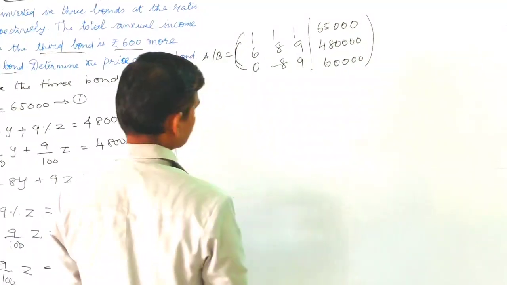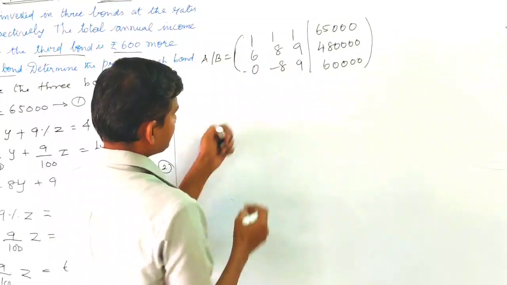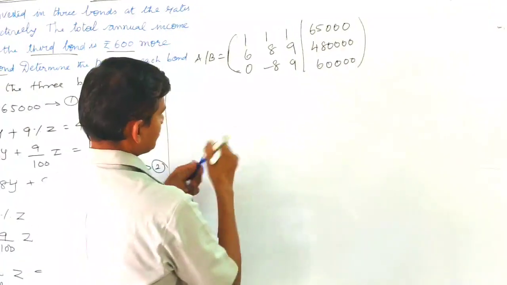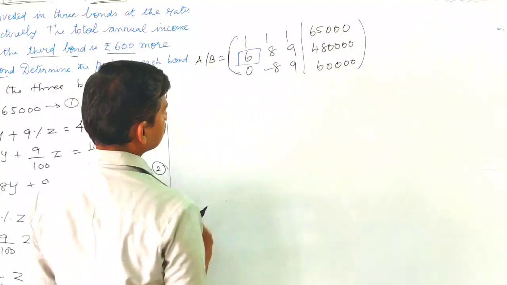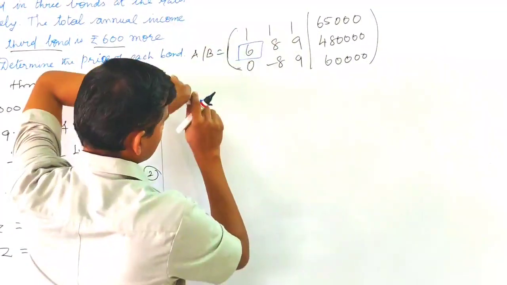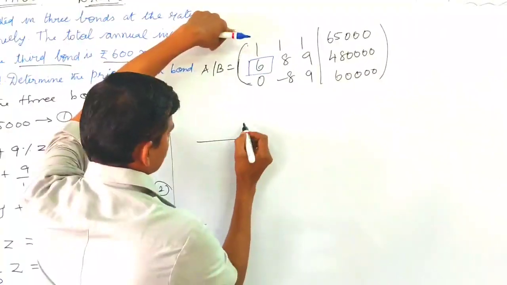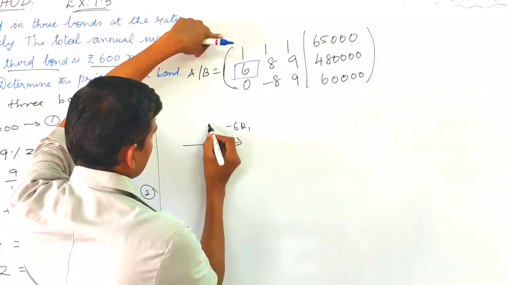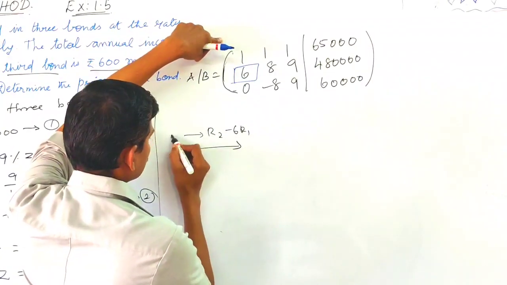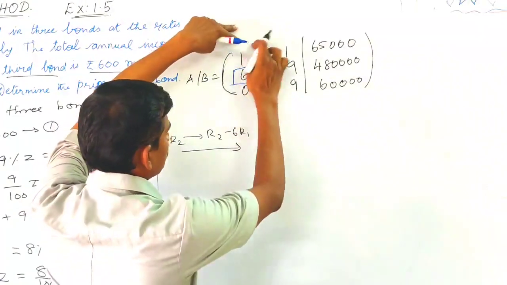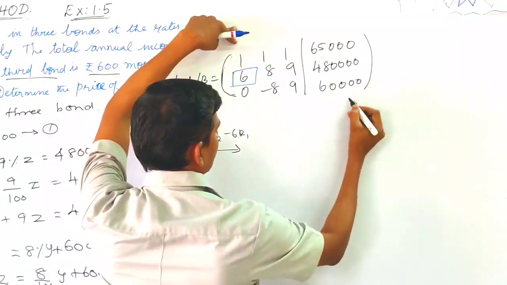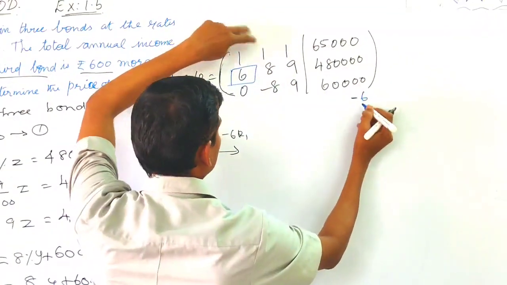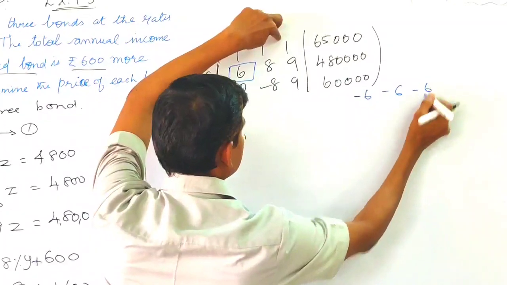So from this I am going to make the matrix into echelon form. For that, the first step is to make this entry 0. So first I am going to multiply row 1 by minus 6 and add it to R2 to give the new R2. So first I multiply by minus 6, here also minus 6.